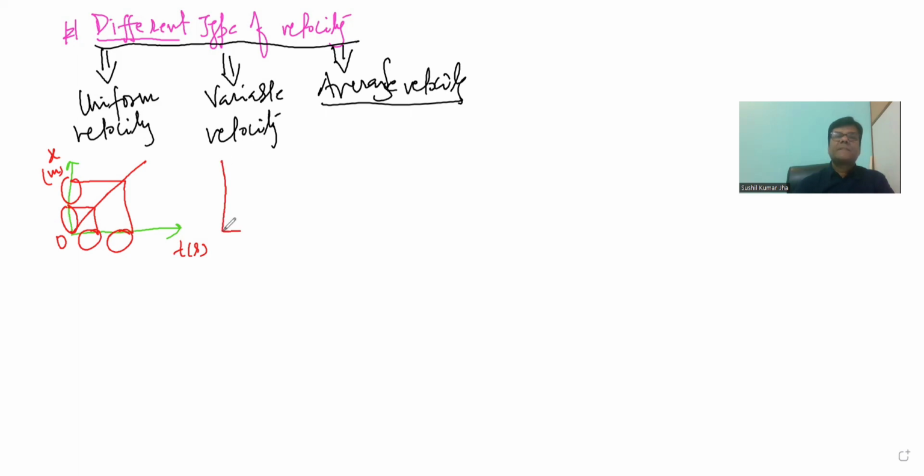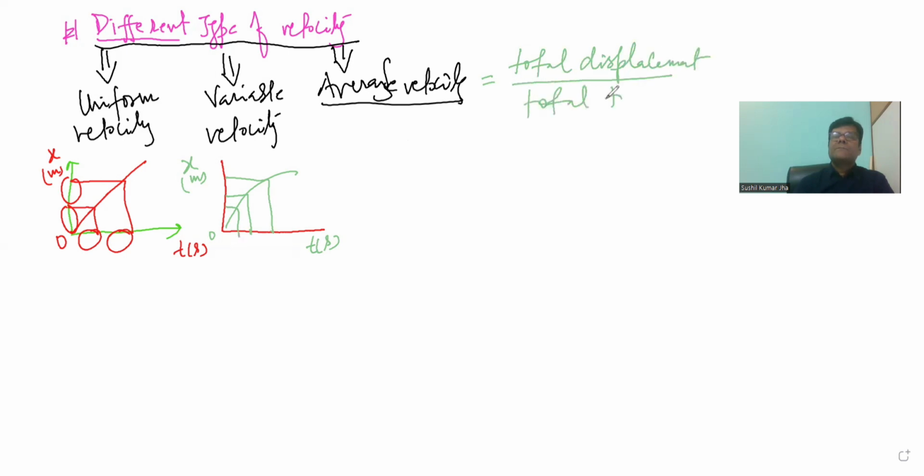Over here, how will it be different? The variable one will be different like this. So x meter in position, time in second. So when unequal displacements are covered in equal intervals of time. And average again, in place of distance, displacement upon total time, right?